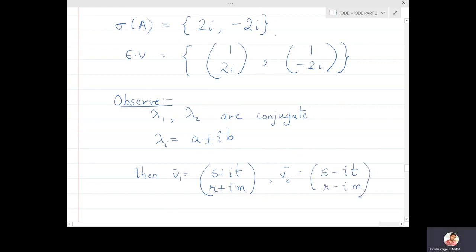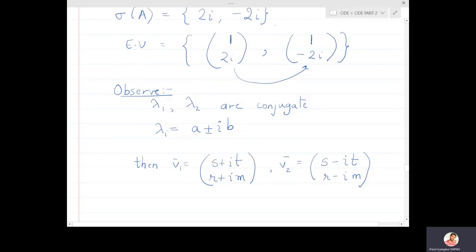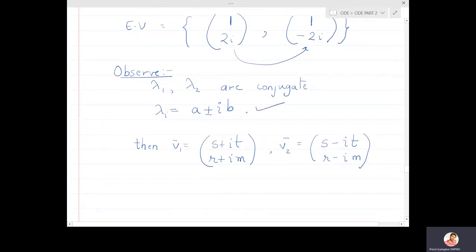Here 1 was real, so it remained 1, but minus 2i, the conjugate of 2i is minus 2i. So this means that whenever your eigenvalues are complex, you just have to calculate one eigenvector for the eigenvalue lambda 1 equal to a plus ib. Automatically the eigenvector for lambda 2, which is a minus ib, will be just the conjugate of the first vector, so you don't have to do this work two times.